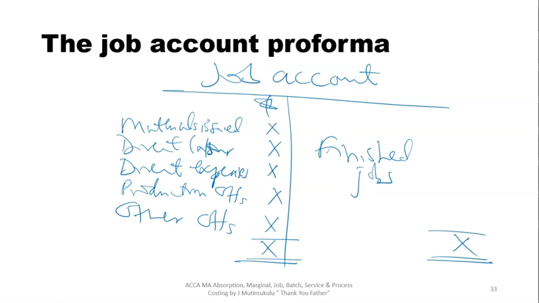So in the exam, you just have to memorize this job account for you to be able to answer what is going on. All the costs which have been incurred are put on the debit side, and then the transfers are going to be charged to the finished goods account or finished jobs account.